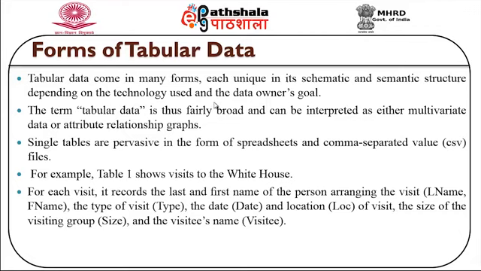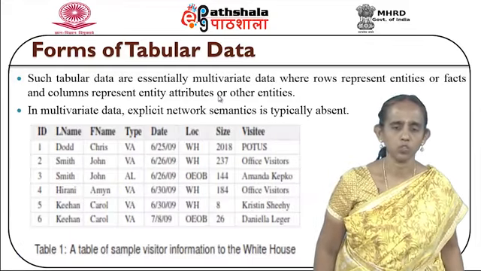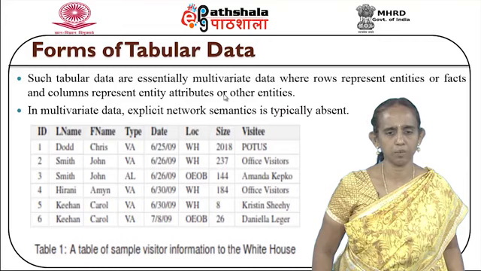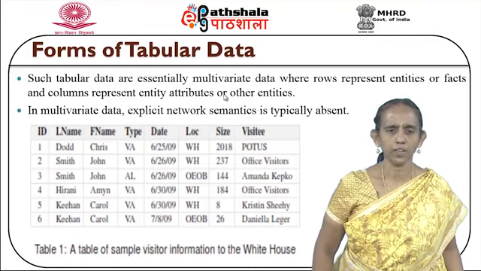The next table also shows visits to the White House. For each visit, it records the last and first name of the person arranging the visit, the type of the visit, the date and location of the visit, the size of the visiting group and the visitee's name. So this is a kind of table that has been developed using the White House visitors information. This is a sample of visitor information to the White House.